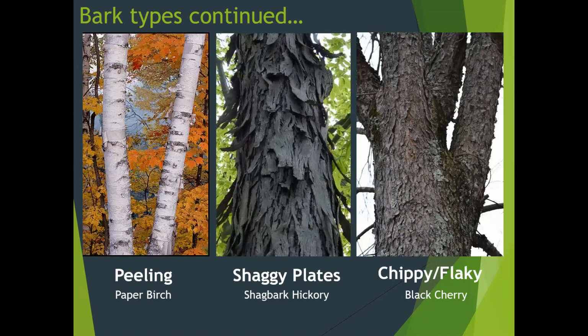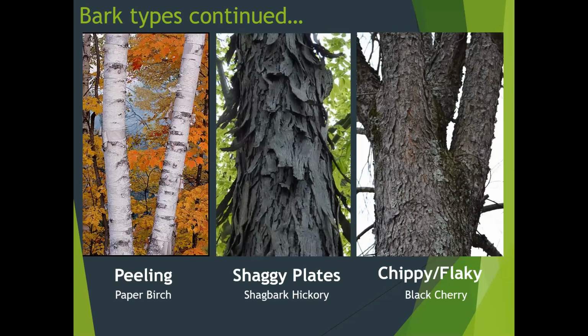And then similar to exfoliating bark, you have barks that peel, like the paper birch. These peel in horizontal lines, and you can actually get big pieces of this bark to peel off all in one section. You could also have somewhat shaggy bark that peels off into strips, like you see on a shagbark hickory. And they could be strips, or they could be long, big plates. And this is a very strong characteristic for IDing the shagbark hickory.